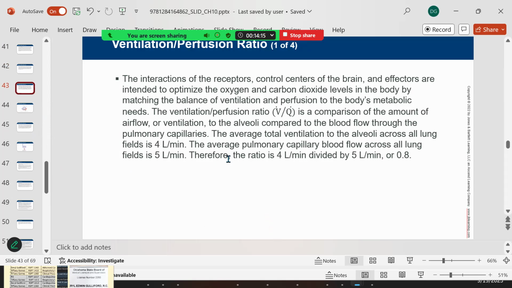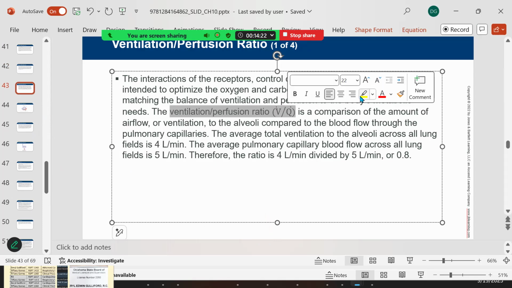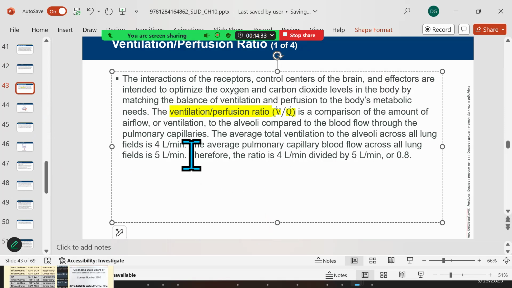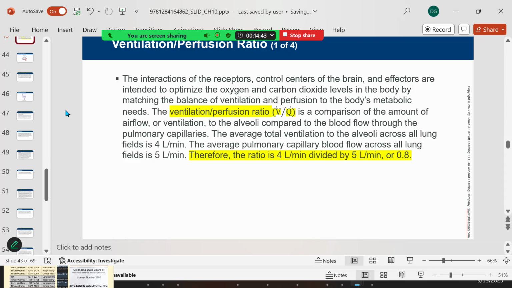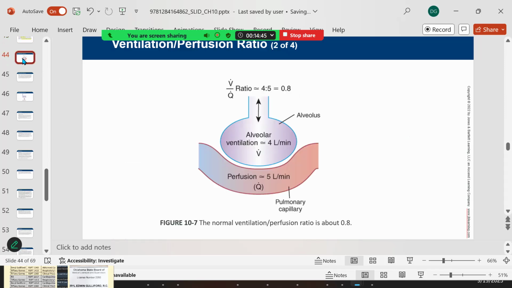This we've mentioned before, the VQ ratio, the normal ventilation perfusion ratio. Students have asked me for years, why the Q? Wouldn't it be VP or something else? But VQ, Q is the quantity of blood flow. So the normal ratio is 4 divided by 5, so it's 0.8. That's going to come up in quite a few of your calculations for future courses.